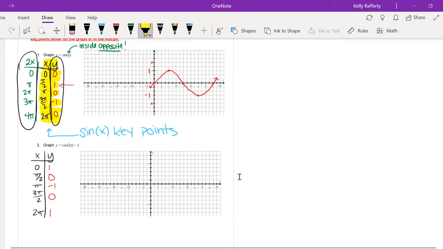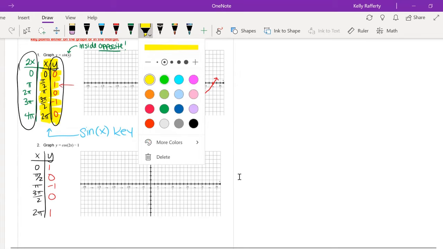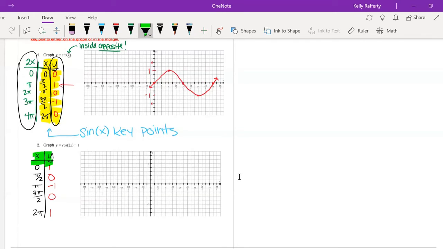And I'm going to highlight these because they're good to remember. So these are our cosine key points. So those are good to have whenever we're doing these graphs. I would just have these somewhere for reference.